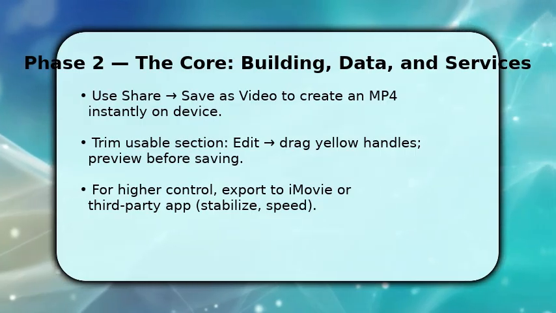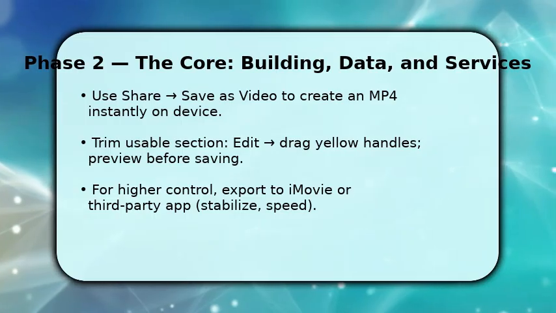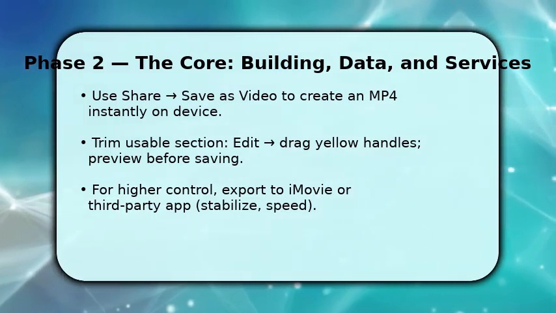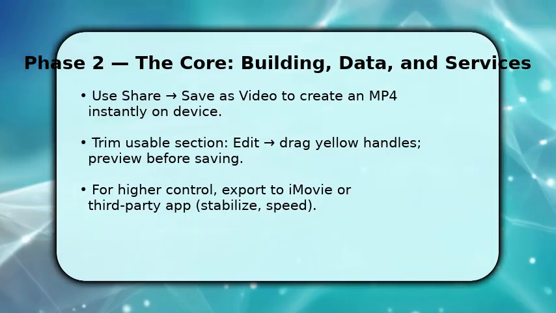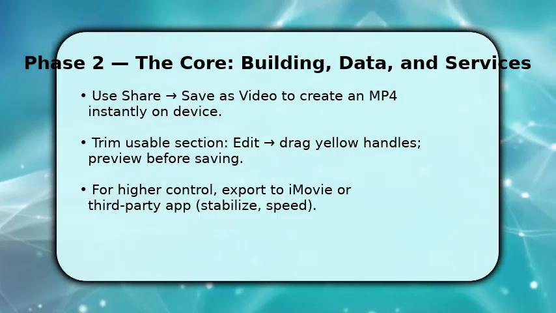If you need only part of the action, tap Edit on the live photo first and drag the trim handles to isolate the 1-3 second moment, then export. For frame rate, stabilization, or slow-mo control, import the saved video into iMovie or a mobile editor. Then adjust speed, crop, and export settings.